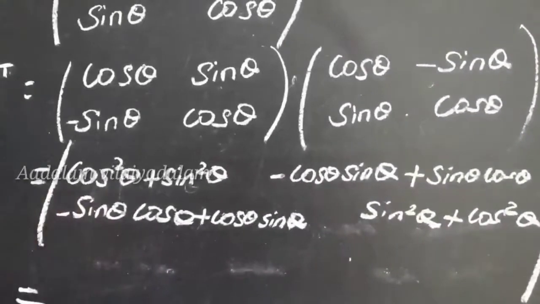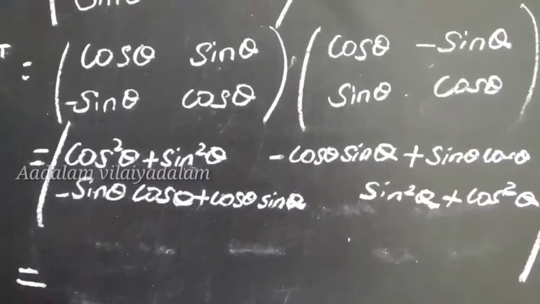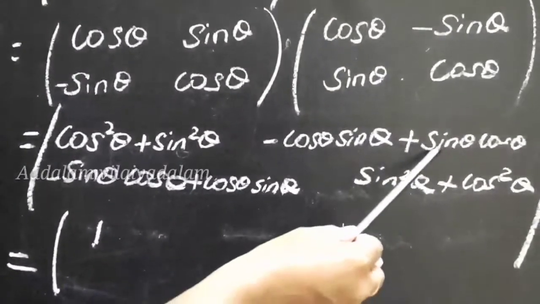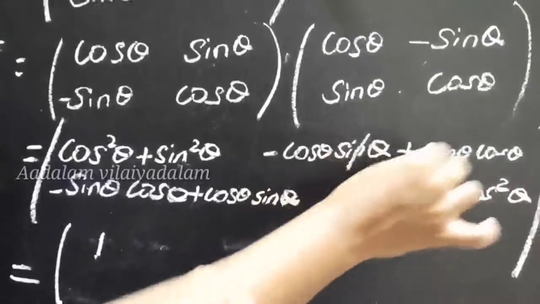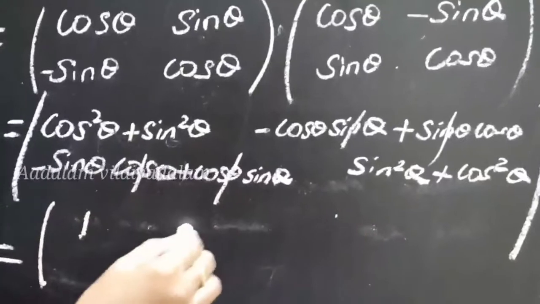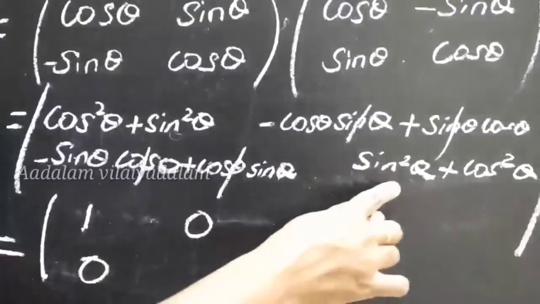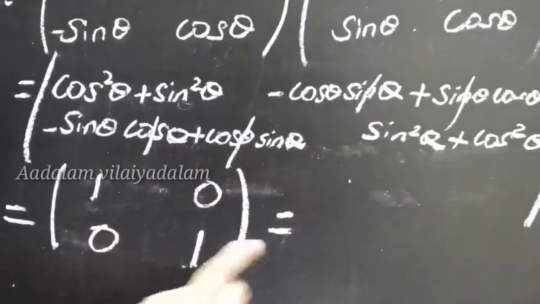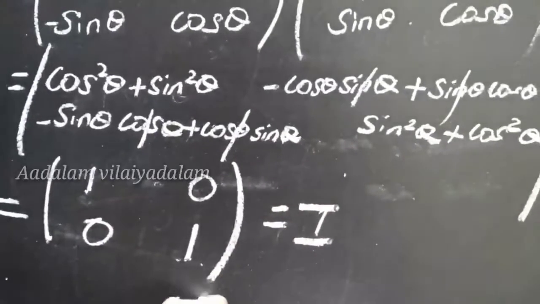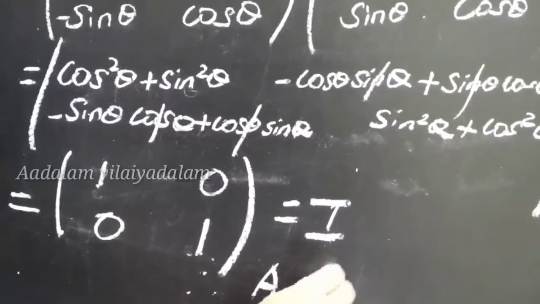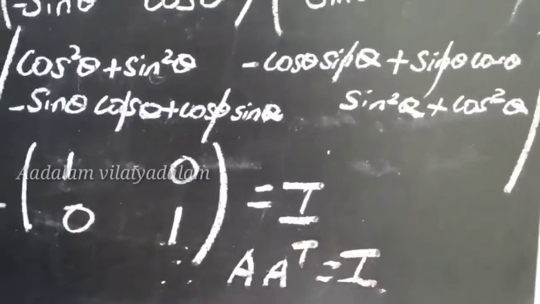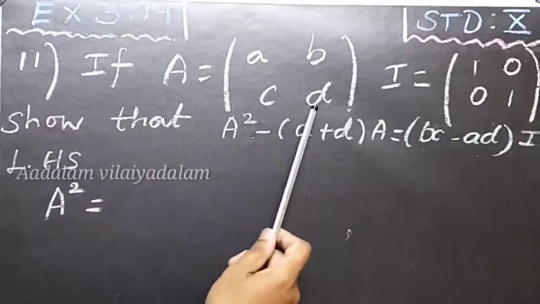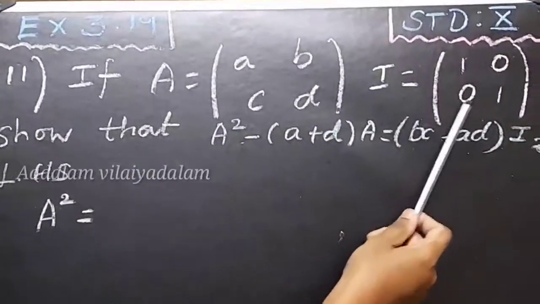So we know that cos square theta plus sin square theta, the answer is 1. Here minus cos theta sin theta, this one plus sin theta cos theta, they cancel. So here also the same, cancel. So 1, 0, 0. So sin square theta plus cos square theta, the answer is 1. So equal to 1, 0, 0, 1 equal to I, that is unit matrix. Therefore A into A transpose equal to I. Hence proved.